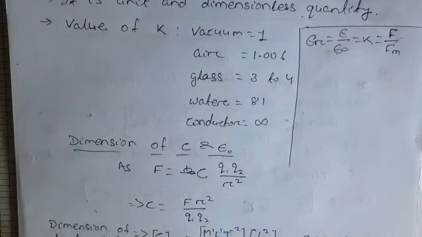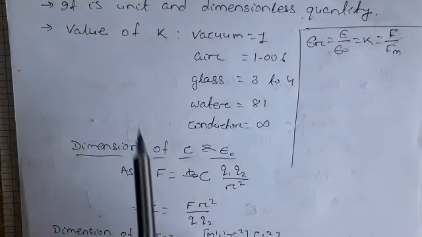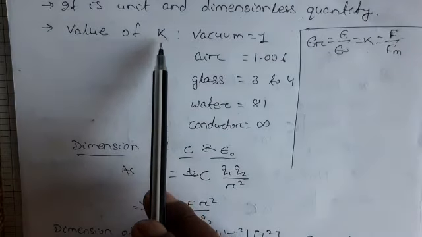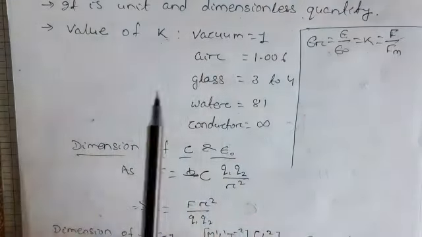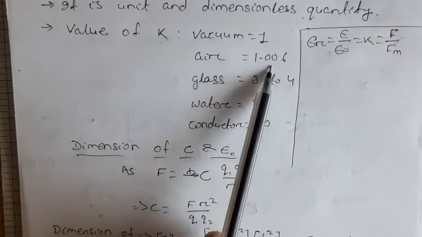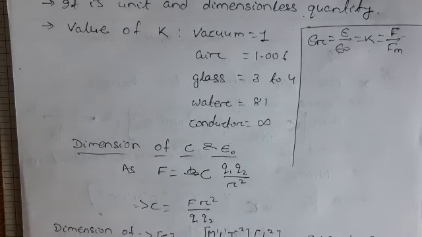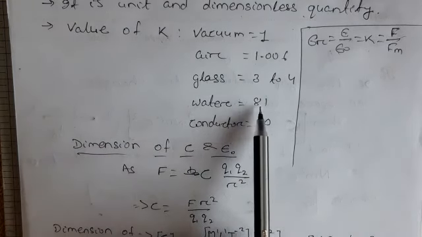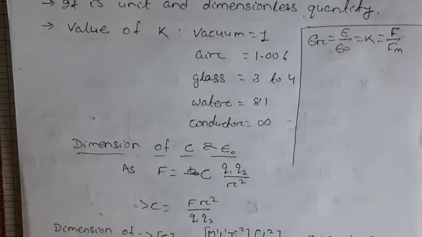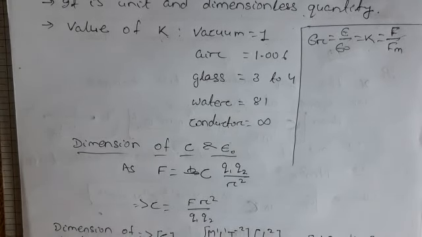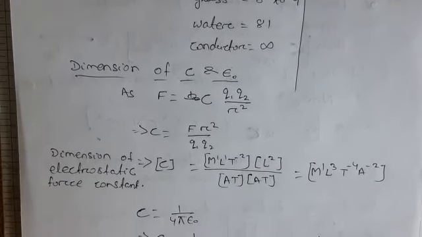The value of K, that is dielectric constant, or you can say epsilon r, varies in different media. In vacuum it is 1, in air it is 1.006, in glass it is 3 into 10 to the power 4. It was observed, you have to remember this. In water the value of dielectric constant is 81, and also in conductor case it is infinity. You have to remember that. Then we will go to the dimension of C.